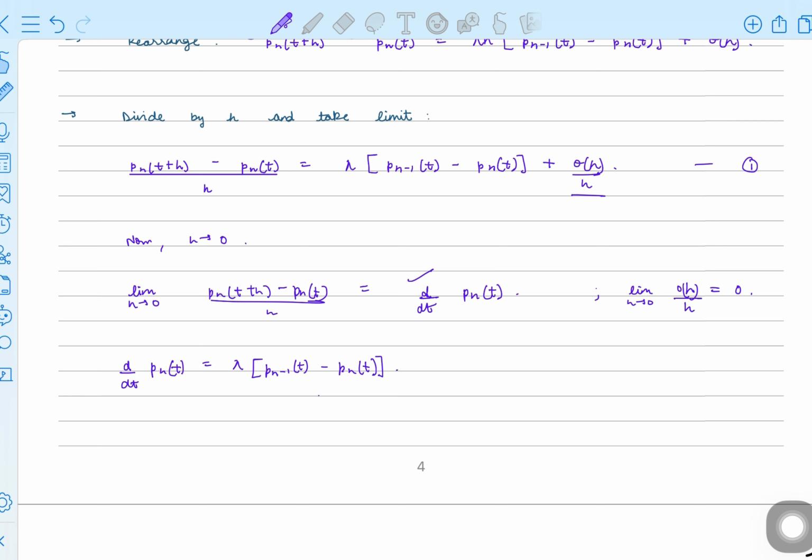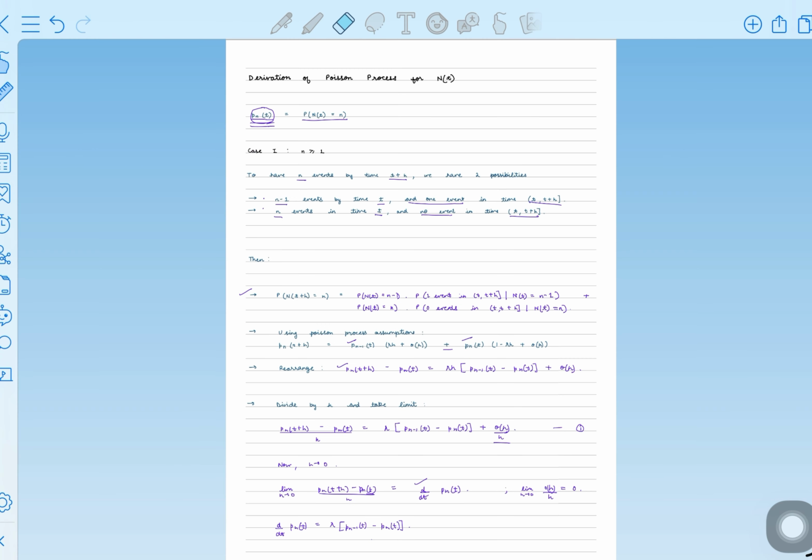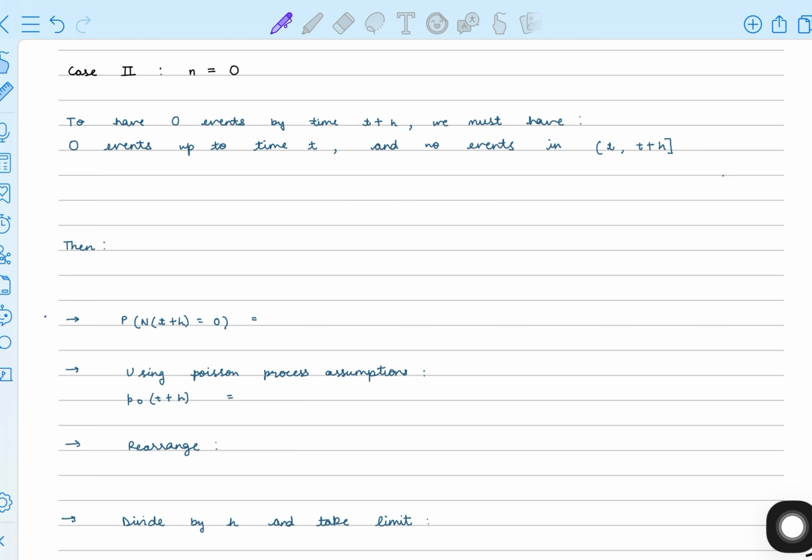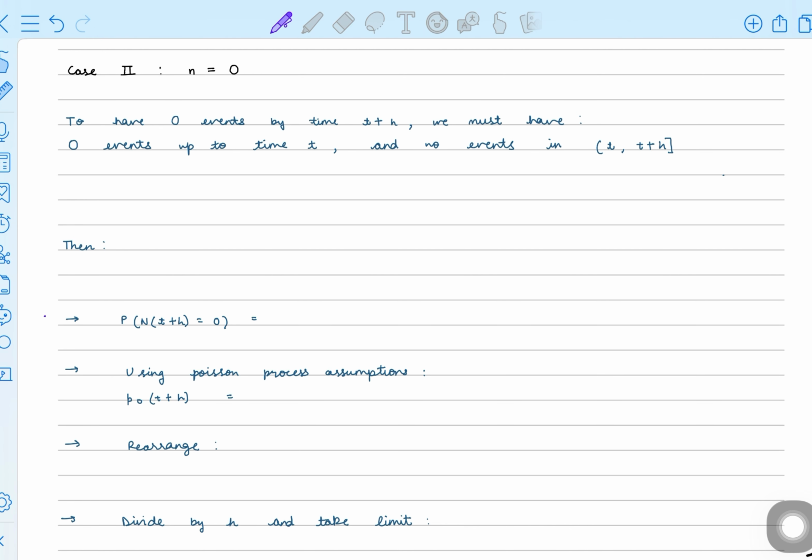This is called a differential difference equation and tells us how probability changes over time. This marks the end of case 1. We now move on to case 2 of the derivation. In this case, we study n is equal to 0. This case is important because when there are 0 events, the process behaves slightly differently.